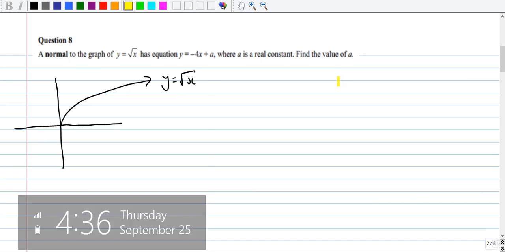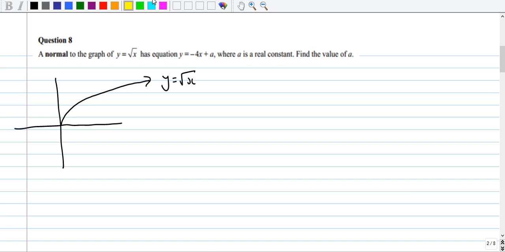This is our first example. We're told that we're dealing with the graph of y equals root x, which I've sketched. The normal to this graph has the equation y equals -4x plus a, and we're trying to find the value of a. So what I notice is, specifically, -4 represents the gradient of the normal. It's a normal, has this equation, and because it's written in the form y equals mx plus c, this is the gradient of the normal.